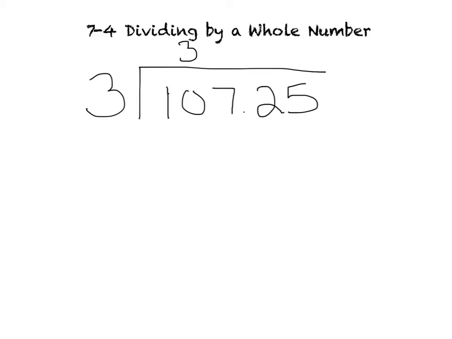Do you guys notice how my alignment is very straight? That's going to be really important with this type of division, because if you have it crooked, when you go to place your decimal point, it could screw up where you place your decimal point. So make sure that you are lined up very straight. 3 times 3 is 9. And now 10 minus 9 is 1. I'm going to drop down my 7.